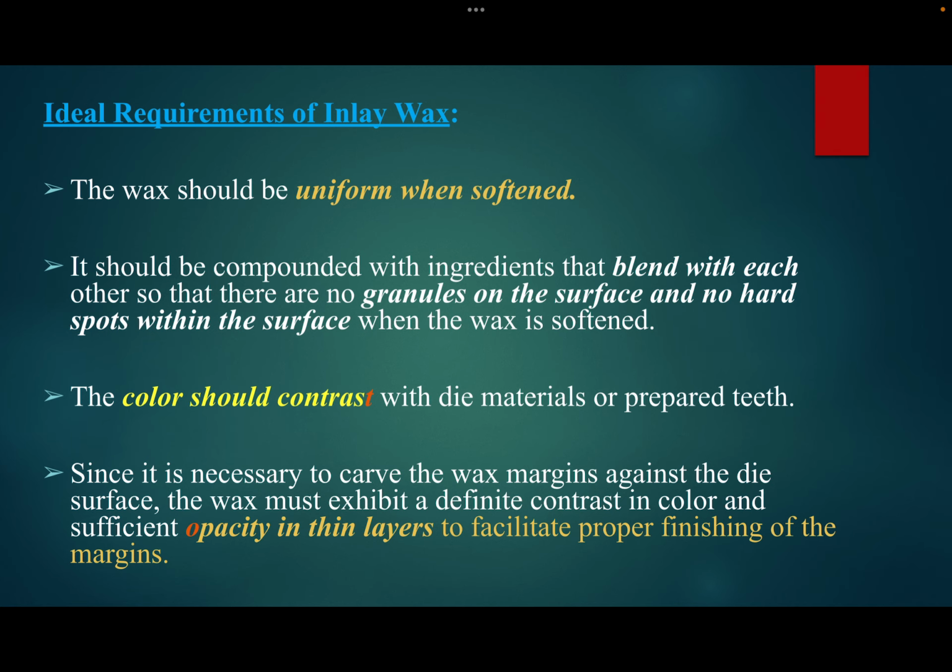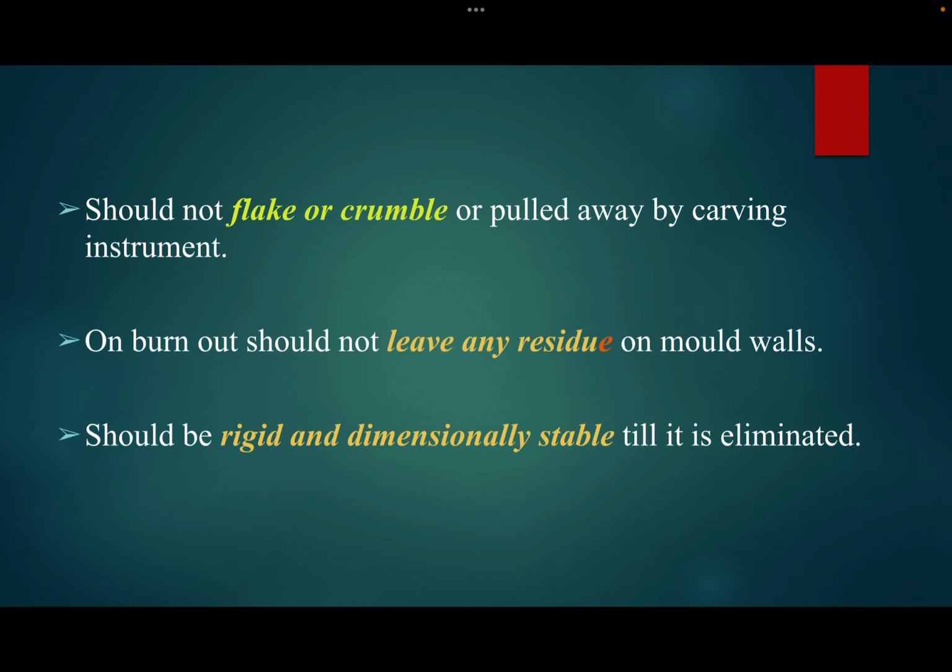What are the ideal requirements of inlay wax? The wax should be uniform and softened and it should be compounded with ingredients that blend with each other so that there are no granules on the surface and no hard spots within the surface. The color should contrast with the die materials or the prepared tooth. Also, it should have sufficient opacity in thin layers to facilitate proper finishing of the margins. It should not flake or crumble or be pulled away by the carving instrument. It should not leave any residue on burnout. It should be rigid and dimensionally stable until it is eliminated.